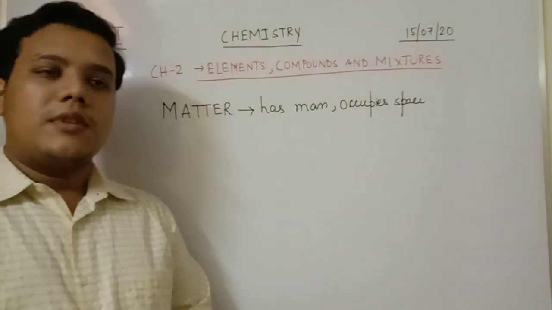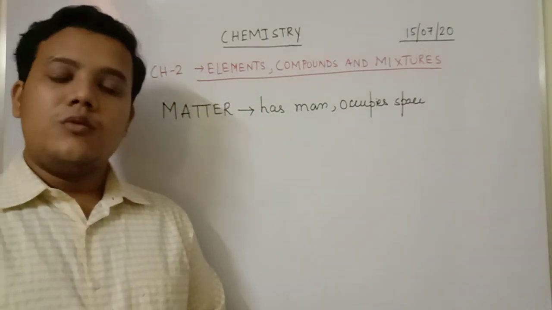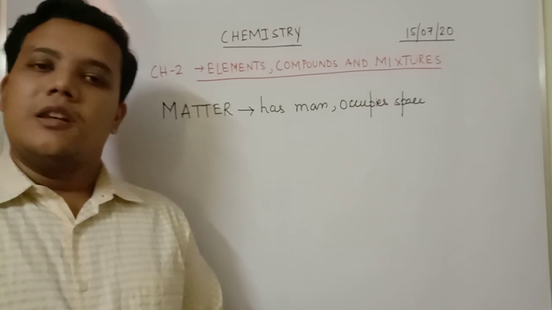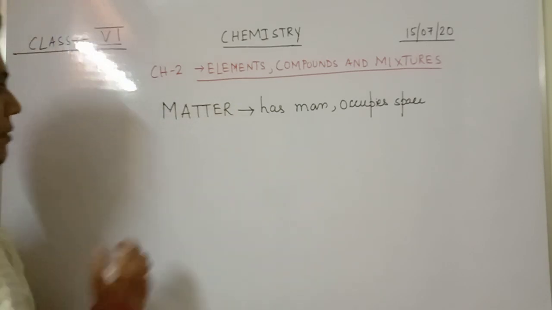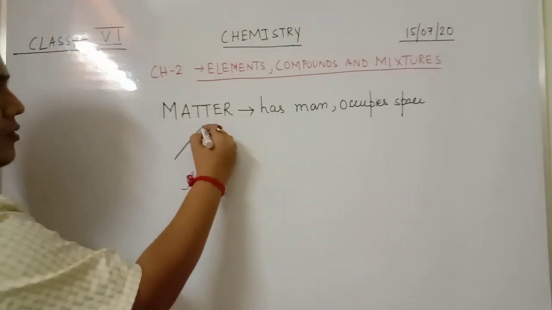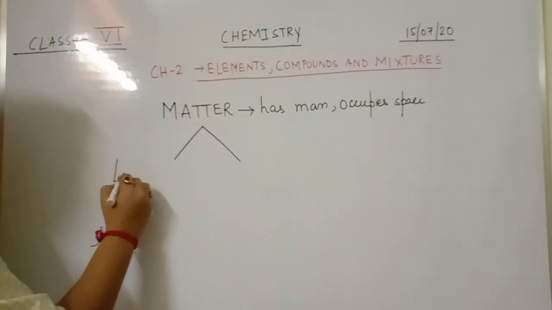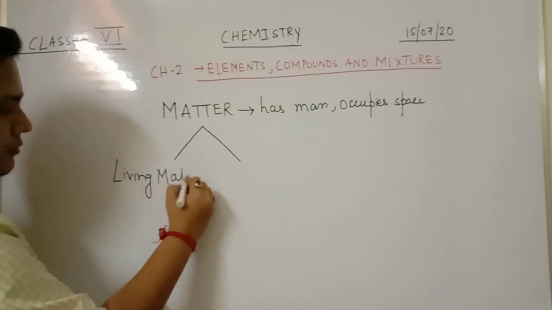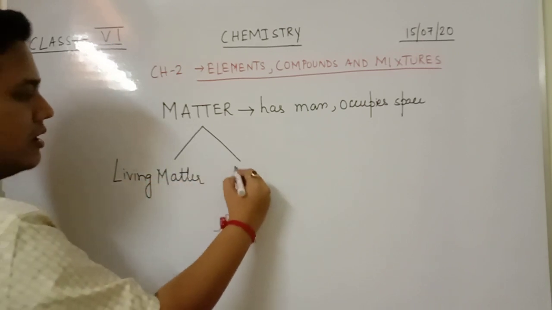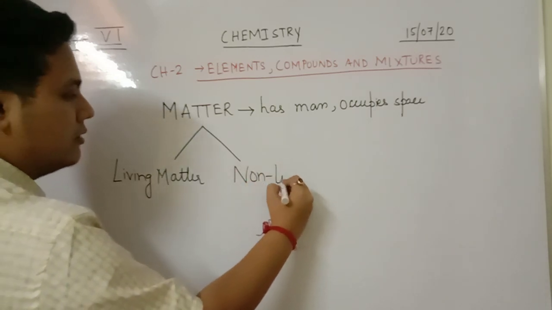Today we will learn that matter is also divided into two parts. One is living matter, another one is non-living matter. So matter is classified into two parts: living matter and non-living matter.